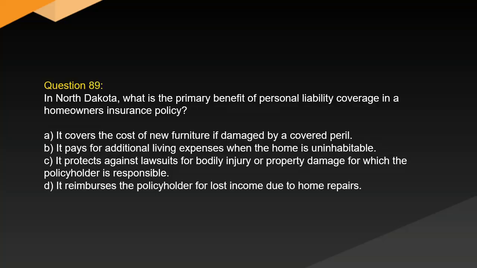Question 89. In North Dakota, what is the primary benefit of personal liability coverage in a homeowner's insurance policy? A. It covers the cost of new furniture if damaged by a covered peril. B. It pays for additional living expenses when the home is uninhabitable. C. It protects against lawsuits for bodily injury or property damage for which the policyholder is responsible. D. It reimburses the policyholder for lost income due to home repairs.